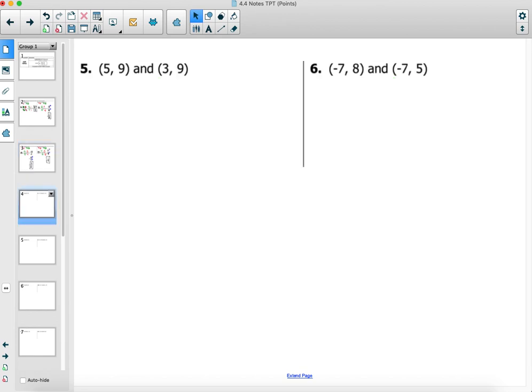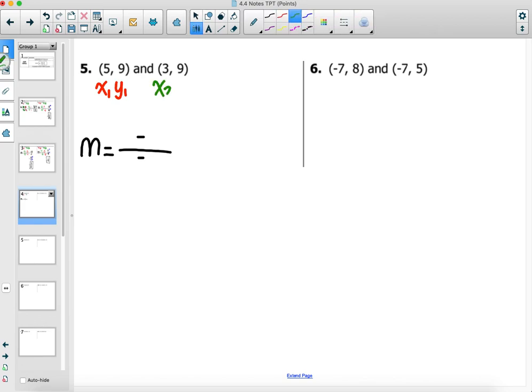Number 5 here, m equals, draw the fraction, put the minuses in. We label our points, x1, y1, x2, and y2. So again, the numerator, subtract the y's. y2 is a 9, minus y1, which is also a 9. Denominator, subtract the x's. x2 is a 3, x1 is a 5.